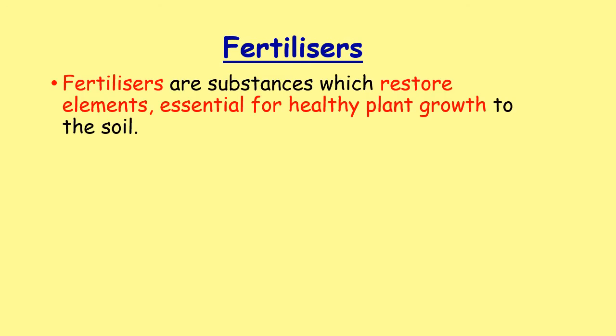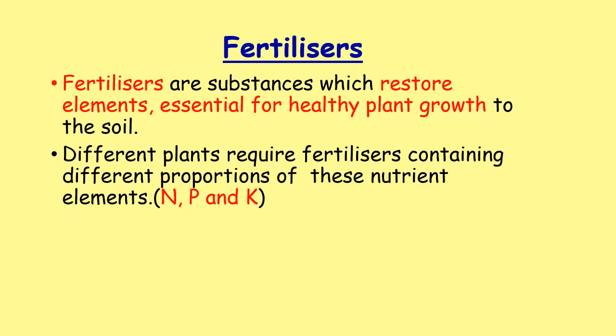Now, a fertilizer is any substance which is able to restore those essential elements needed for healthy growth to the soil. So a fertilizer is a chemical, either artificial or natural, that's able to give the soil nitrogen, phosphorus, or potassium.